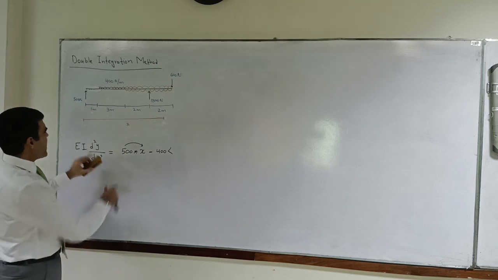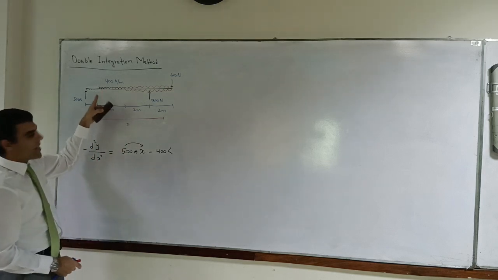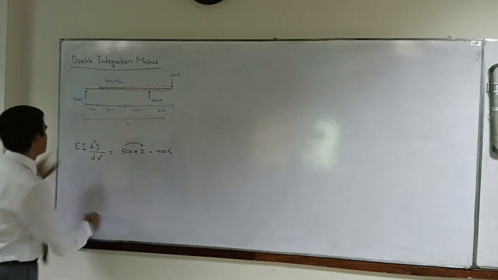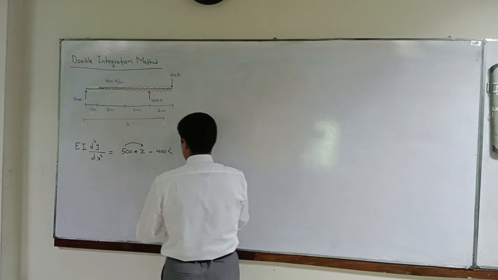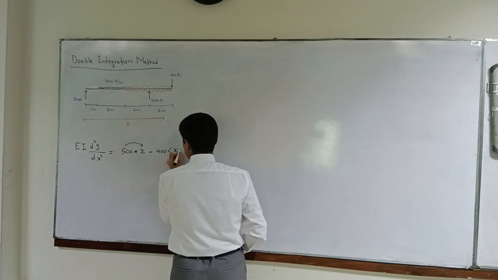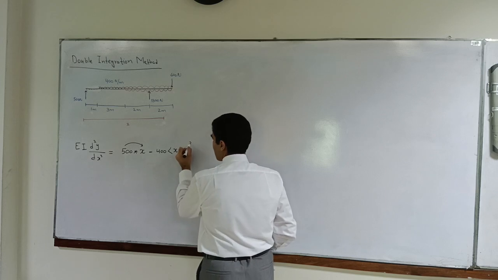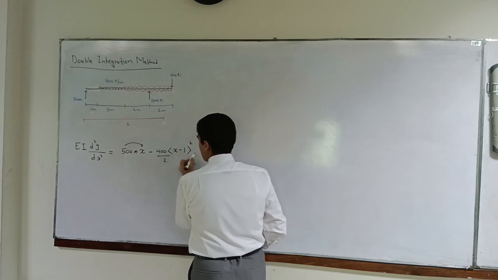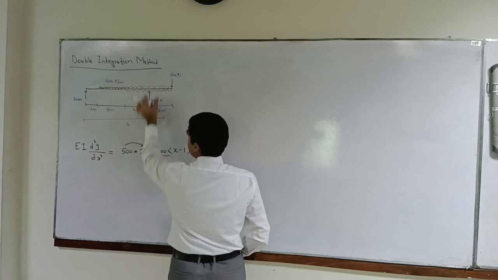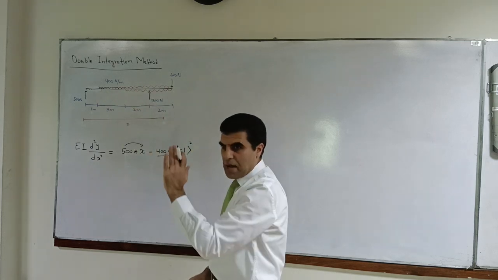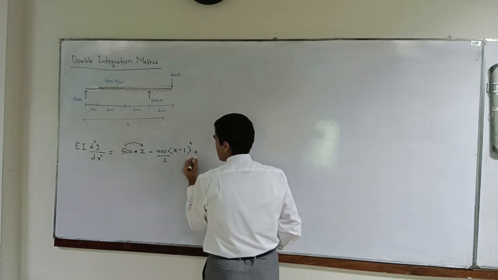So what will we do? We have 500 times x minus 400, x minus 1, x minus 1 by 2. That is for this UDL. The UDL which is facing up is plus, plus 400 into x minus 4.